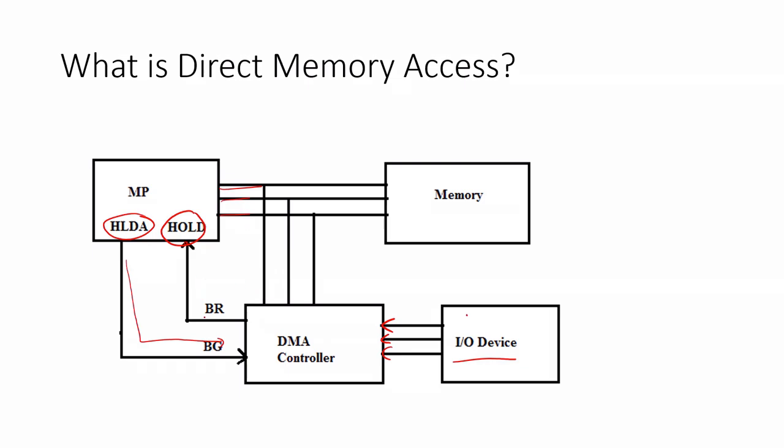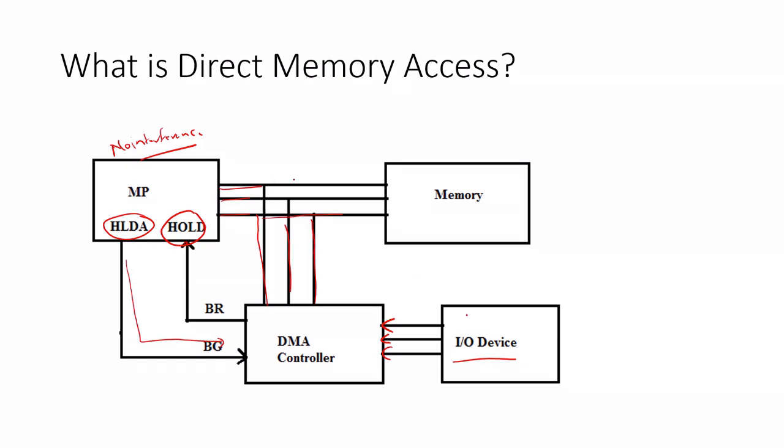In the third step, once the HLDA signal is received, the DMA controller takes control of the system buses. Then the CPU is now in a hold state and does not interfere with the data transfer. This allows the DMA controller to directly manage the data transfer between the peripheral device and the memory. After that, the DMA controller manages the data transfer directly between the peripherals and the memory. The process continues until the data transfer is complete.